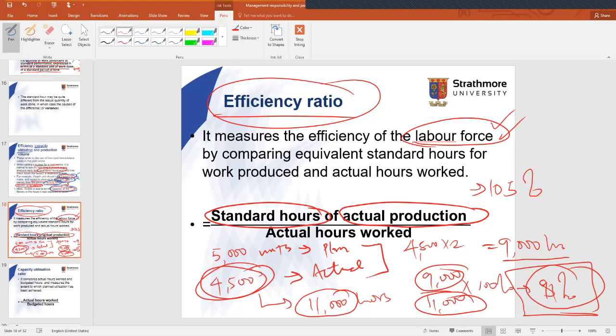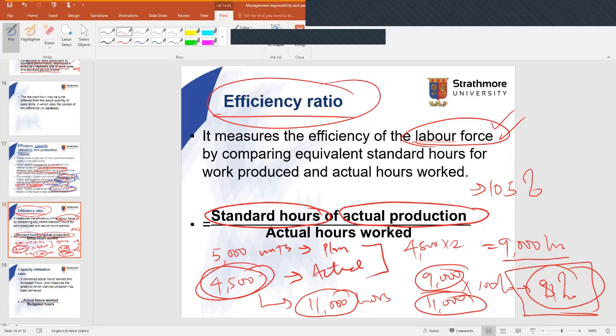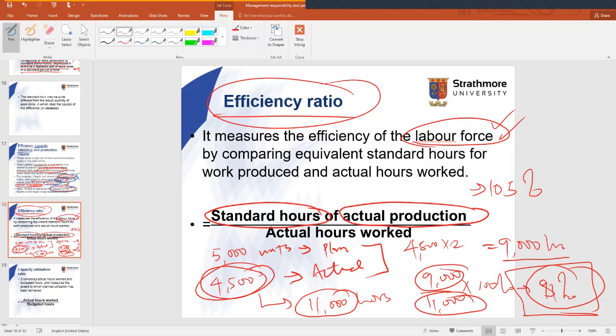Okay, that's good, because when you're given a ratio, you're meant to interpret that ratio. What does this ratio indicate? A ratio of 99%, what does it indicate? You'll be asked to make an interpretation. I really hope you have gotten what the ratio means. Any ratio less than 100% indicates inefficiency in terms of labor force utilization. A ratio of more than 100% indicates that the labor force was efficient, more than what was expected.